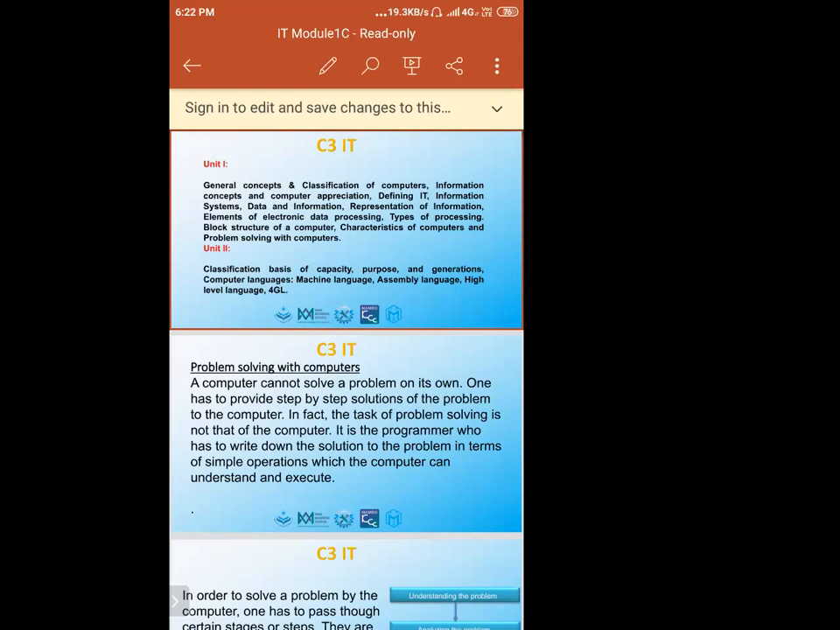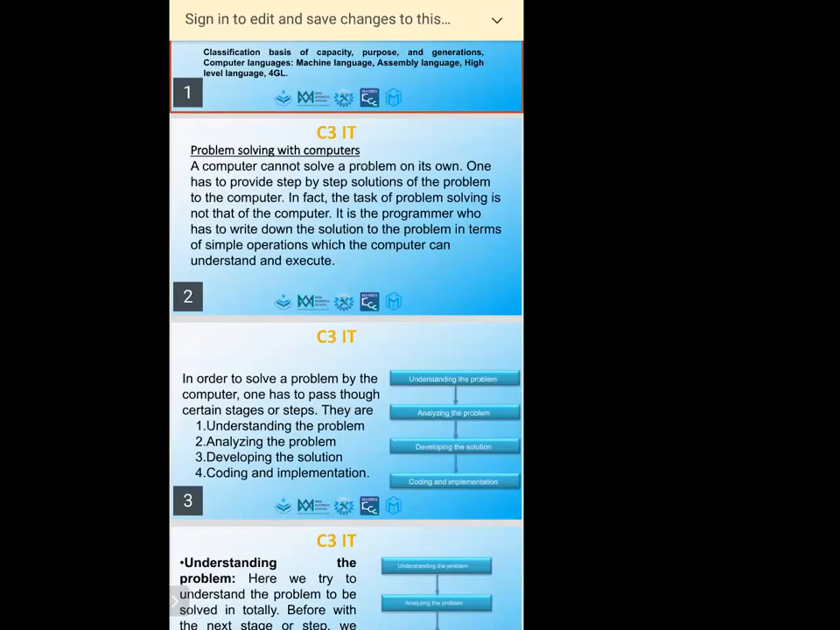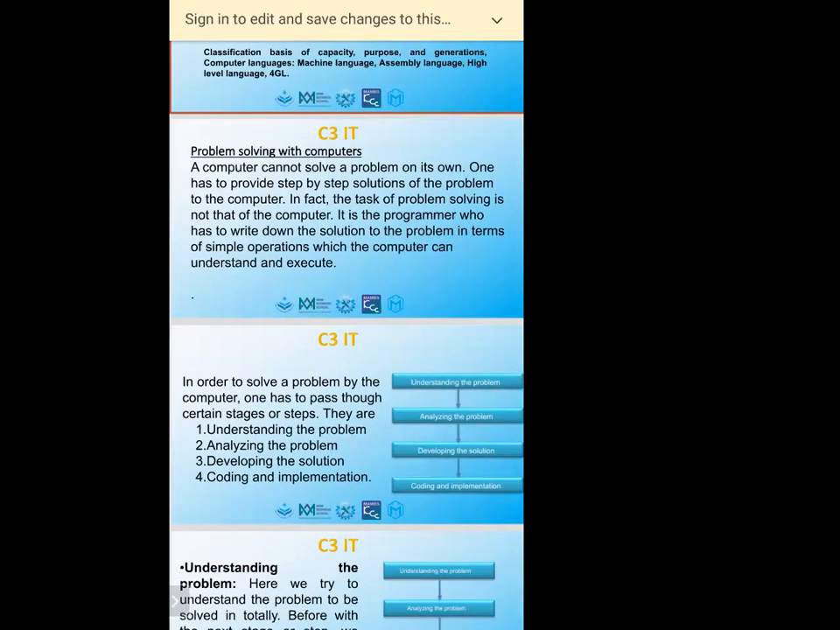Problem solving with the computer. A computer cannot solve any problem on its own. The computer doesn't know how to solve the problem by itself.